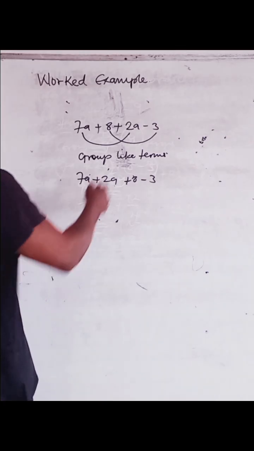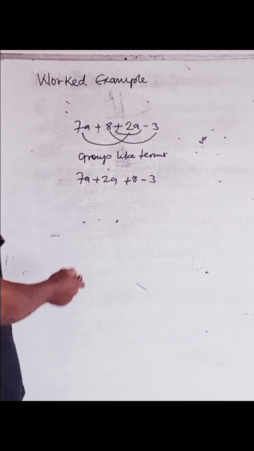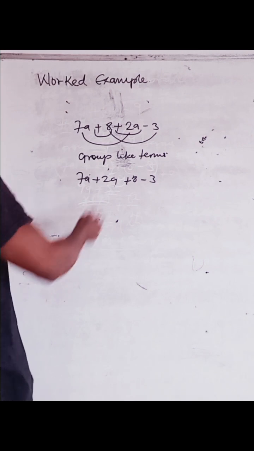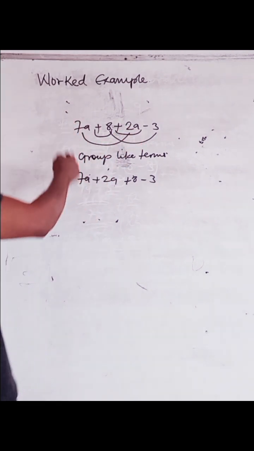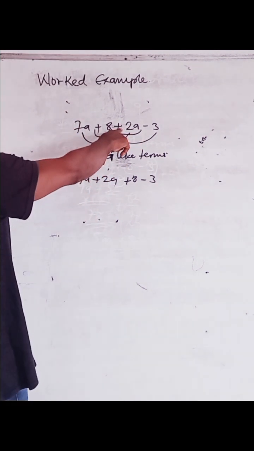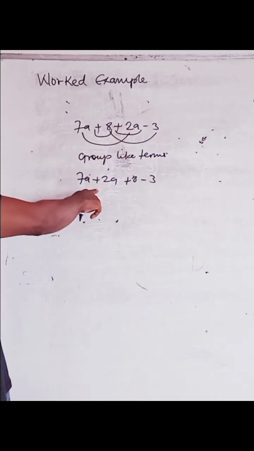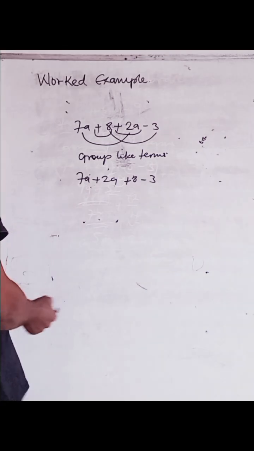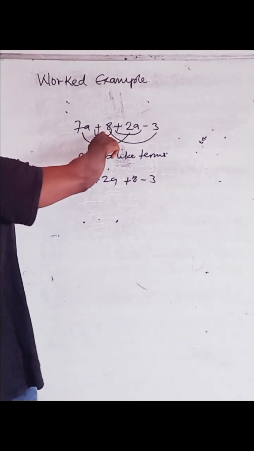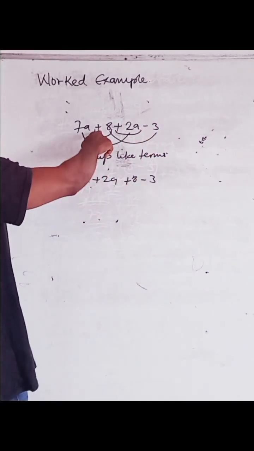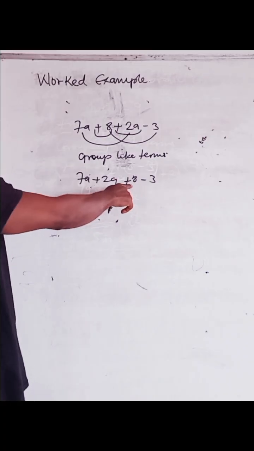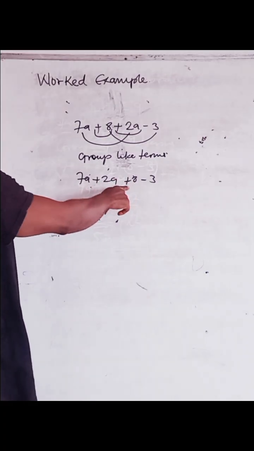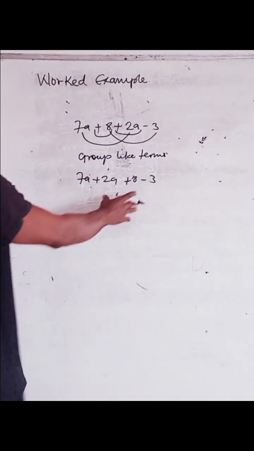Remember, I said that this positive sign is attached to this 2a. This positive sign is also attached to 8. So as you move 2a to join 7a, you are moving this positive sign along with it. That's how we got this plus 2a. As you are moving 8 to join negative 3, this positive sign attached to 8 is also moving along with it. So the expression is 7a plus 2a plus 8 minus 3.